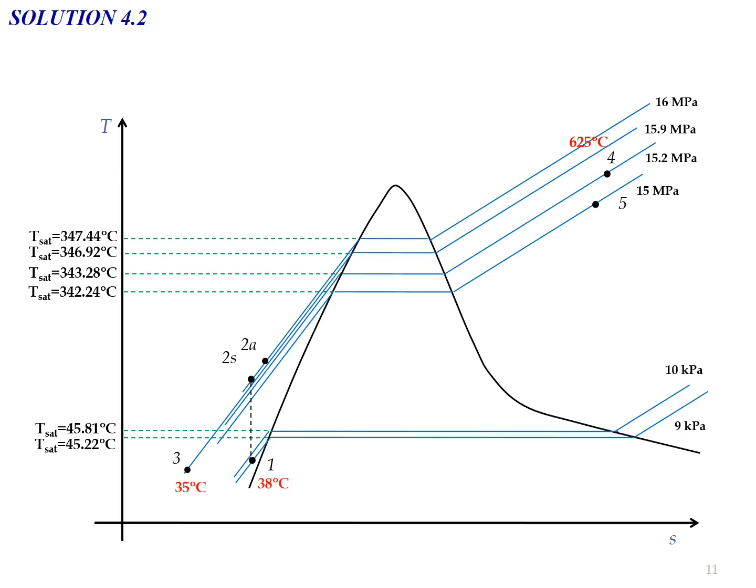And then we have the inlet of the turbine, state number 5. The temperature is 600 degrees Celsius, so we just try to find the intersection point between 600 degrees Celsius and 15 megapascal. The temperature must be greater than 347.44 degrees Celsius, so the location for state number 5 must be higher than this temperature.